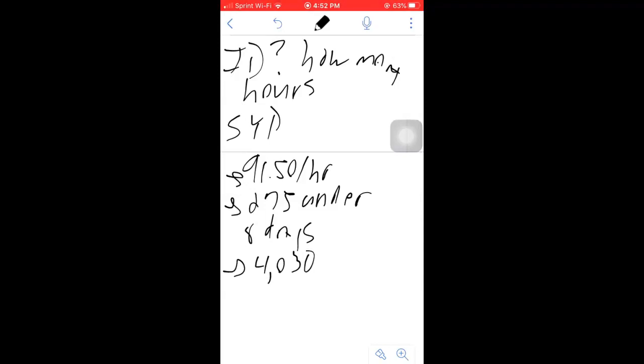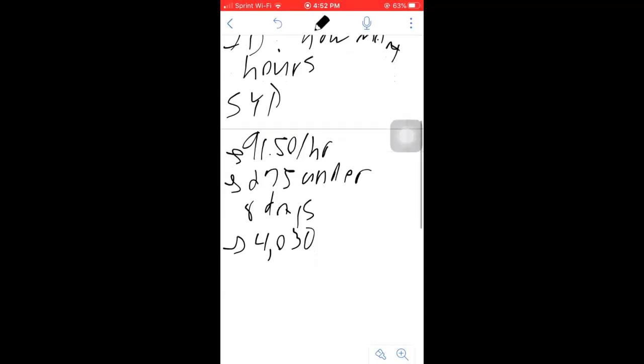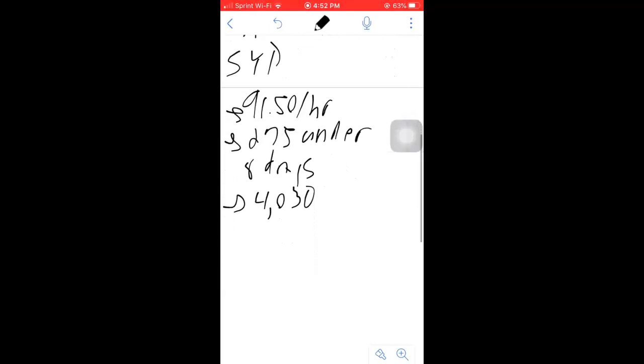Remember, we're in lesson 2, so we're solving equations. We know that this is going to be an equation, so we're going to take these pieces and use them to set up the equation. If his total pay was $4,030, we'll set that up as whatever it is going to equal that, because that's the total.